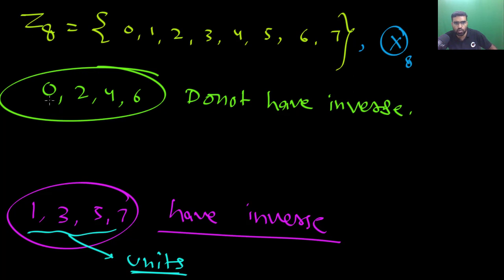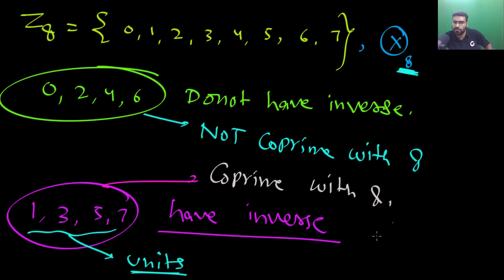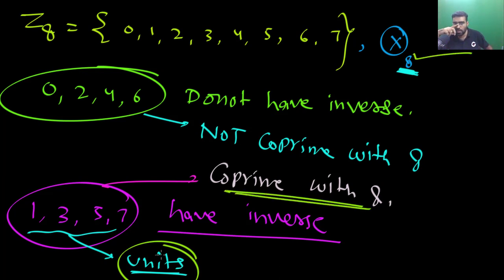But you can see that 0, 2, 4, 6 do not have inverse. Why do they not have inverse? Because these elements are not co-prime with 8. But you can notice these other elements are co-prime with 8, so these elements have inverse. I am just telling you that units means the elements which are co-prime with 8, and these elements will have inverse. I hope this point is clear.